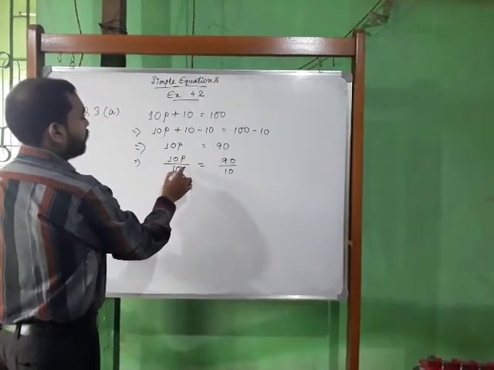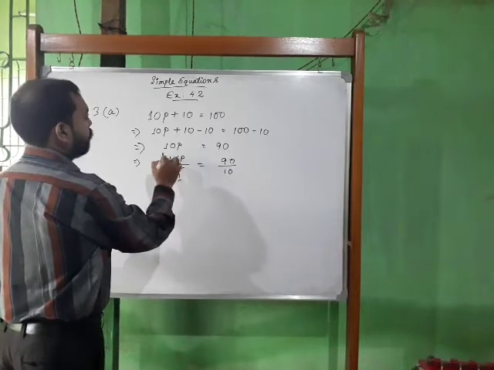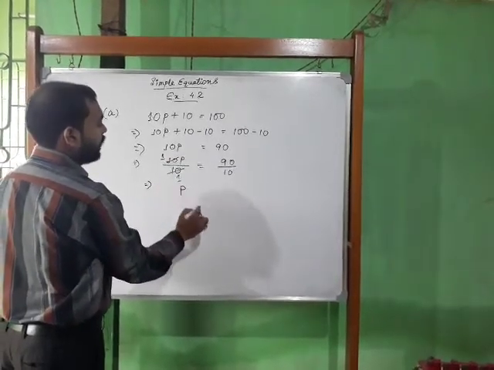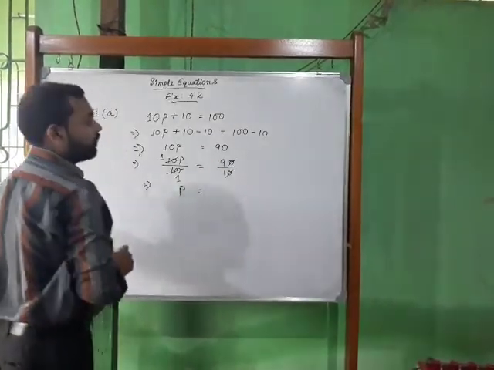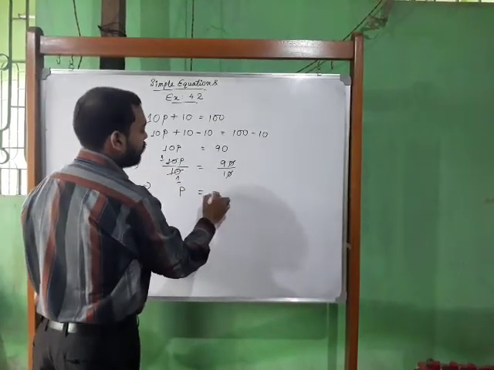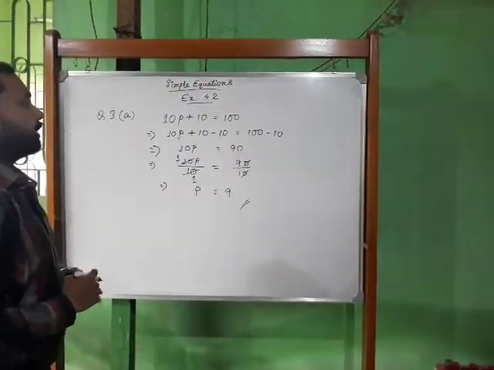Now on the left hand side, this 10 and 10 is reduced to 1. So it will become 1p, we are not writing 1, so simply we will write p. Now 90 by 10, 10 we can cancel, so it will become 9 by 1. 9 by 1 means 9. So this is our required answer, p equal to 9.